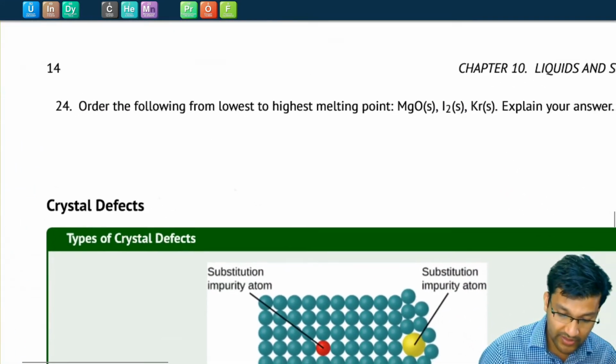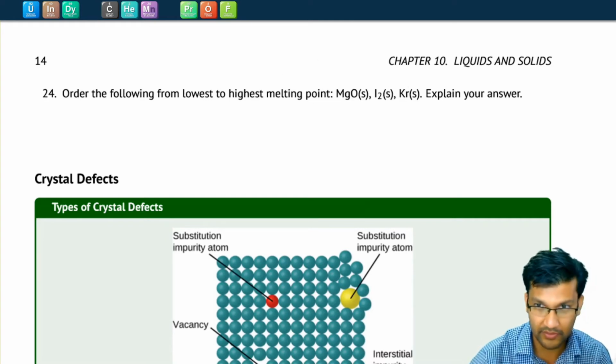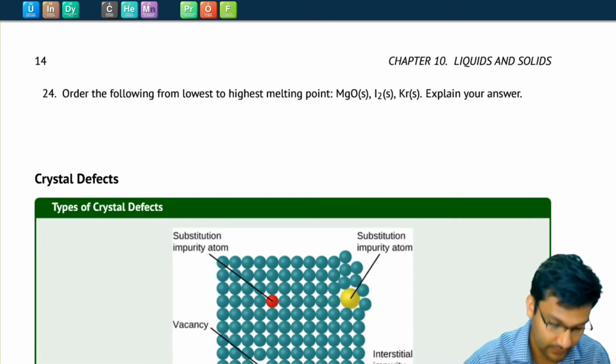All right, what about number 24? Spend some time trying to put these in order from lowest to highest melting point. And then you can unpause and we'll go over it together.